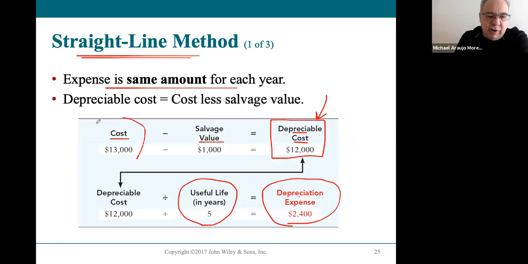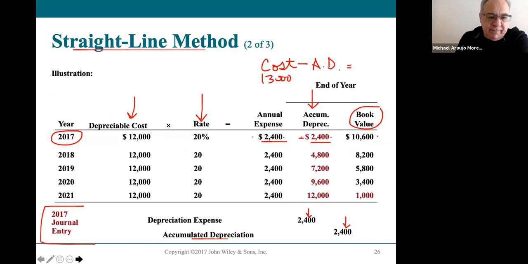So again, the cost of the truck, 13,000 minus the salvage value gives us the 12,000 that we can depreciate over 5 years, which is the same as depreciating 20% a year. Okay. For 5 years, that's 100%. So the cost of the truck is 13,000. Subtracting out after the first year, we're simply on 2017 now. You've only written off 2,400 in depreciation expense, so that's what's accumulated.